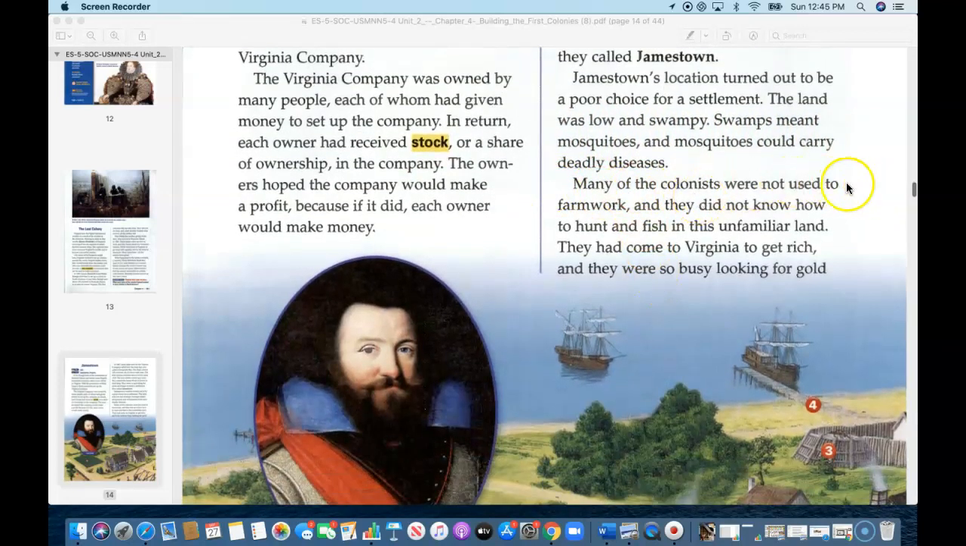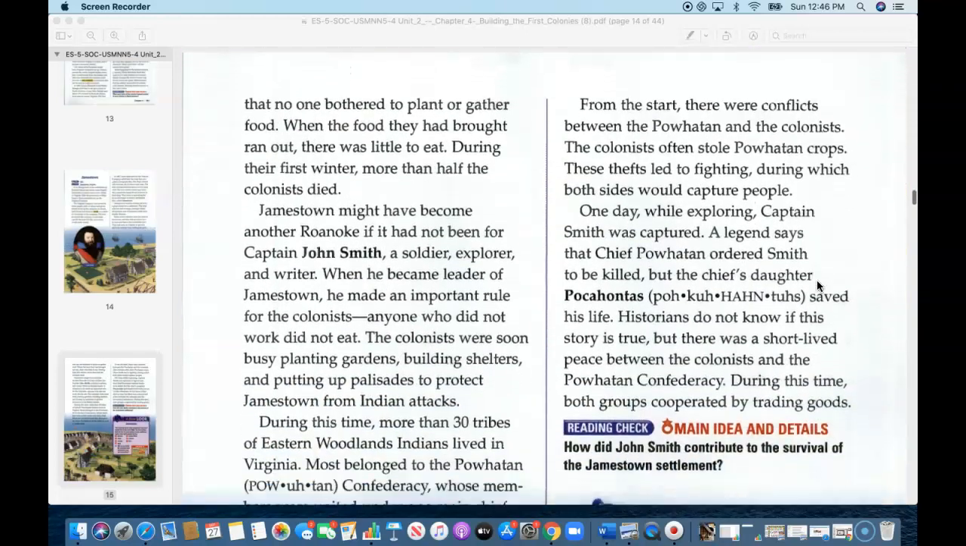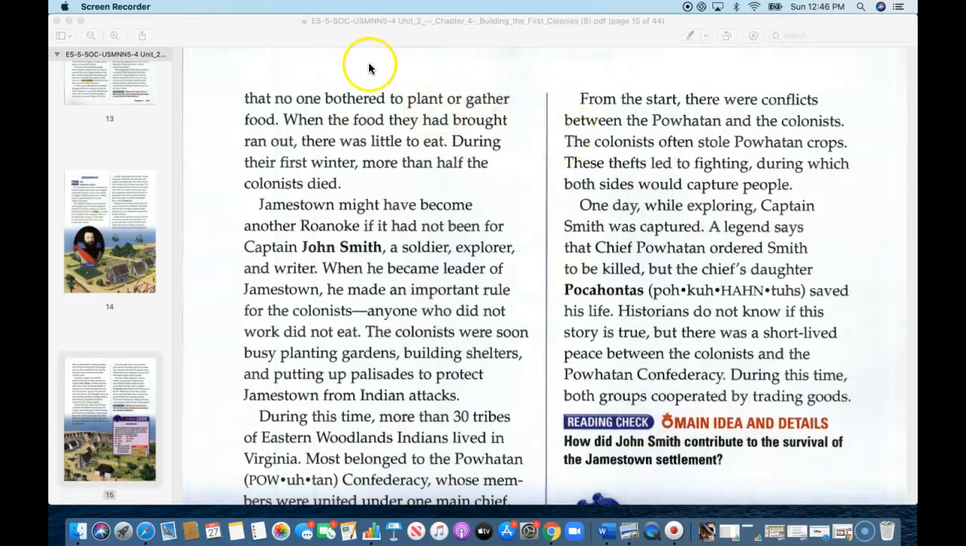Many of the colonists were not used to farm work, which is kind of important if you want to eat, and they did not know how to hunt and fish in this unfamiliar land, which is pretty important if you want to eat. They had come to Virginia to get rich, and they were so busy looking for gold that no one bothered to plant or gather food. When the food they had brought ran out, there was little to eat. During their first winter, more than half the colonists died.